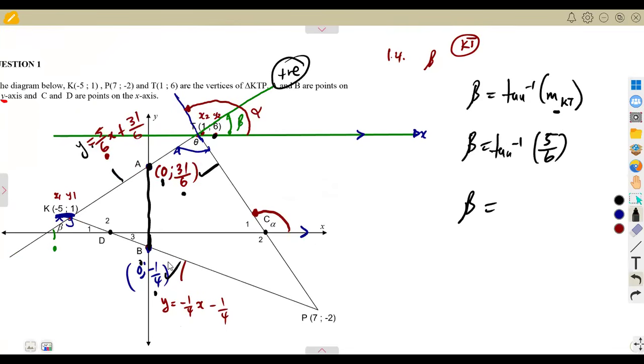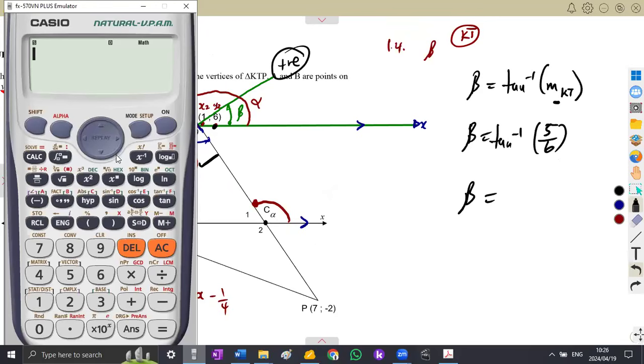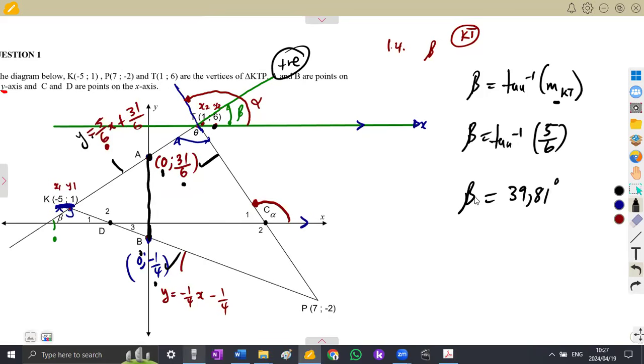All right, so let's calculate our beta and see what we are going to have. We give our answers to 2 decimal places, depending on the instruction that you'll be given in that part. So let's just fix to 2 decimal places. So that is beta, which is shift tan 5/6, like this. That is going to be 39.81 degrees. If you fix this to 2 decimal places, that's our beta.